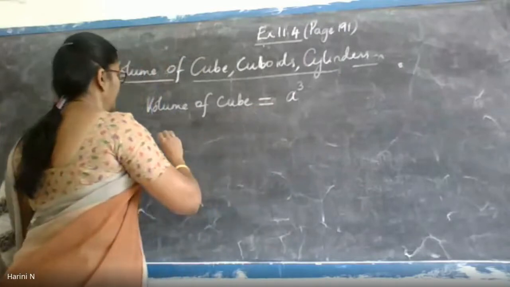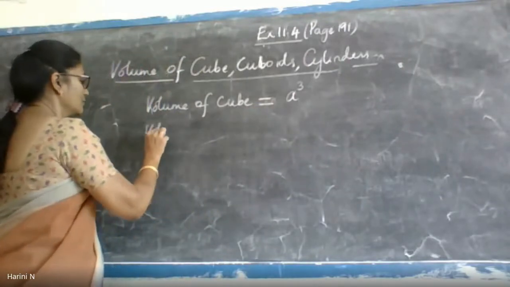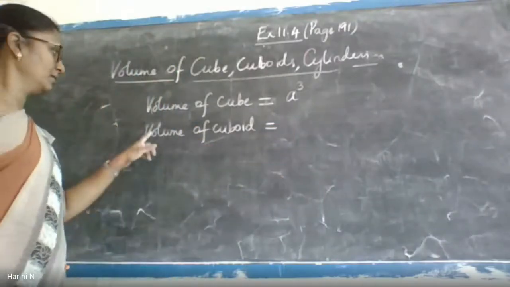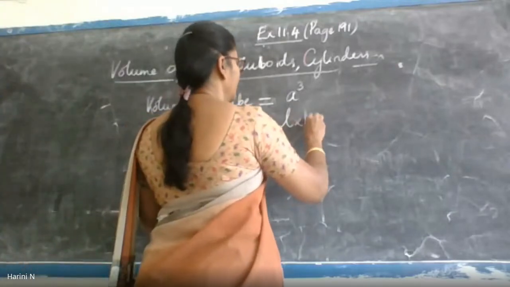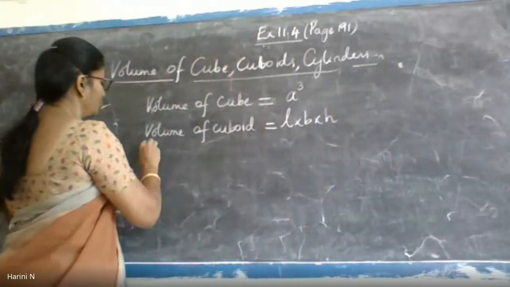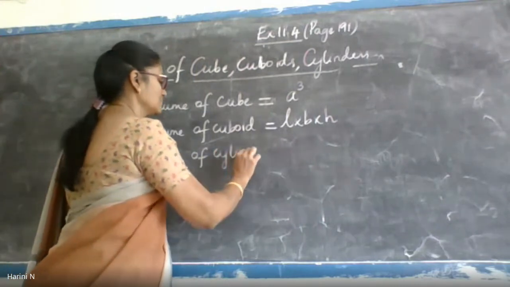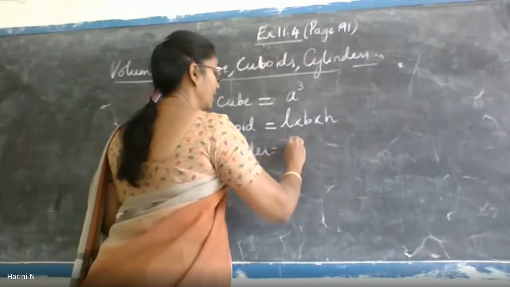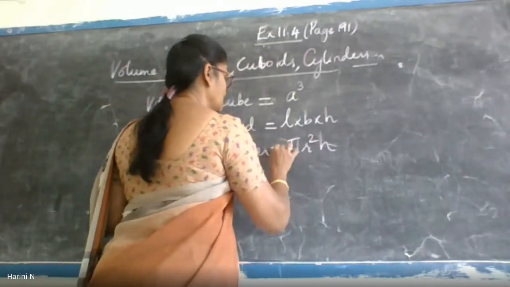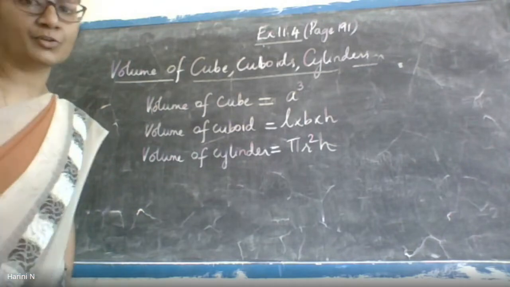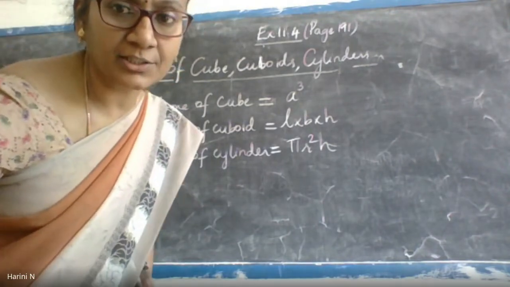Yes, you can. Volume of cube is a cubed. Volume of cuboid, if you have not written, please write it. Otherwise, it is already in your formula page. Volume of cuboid will be L into B into H. And the volume of cylinder is pi R square H. These three formulas we have to know. Only then we can do problems in 11.4. Volume of cube, cuboid and cylinder.